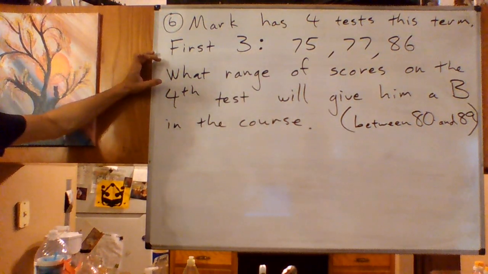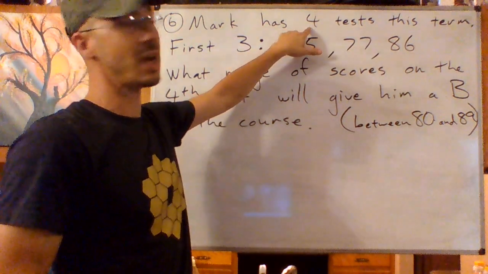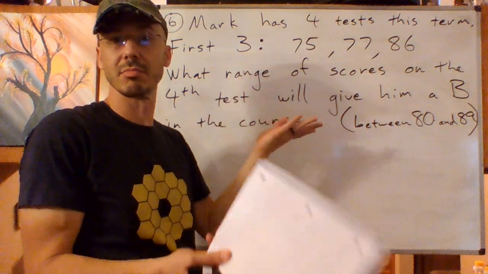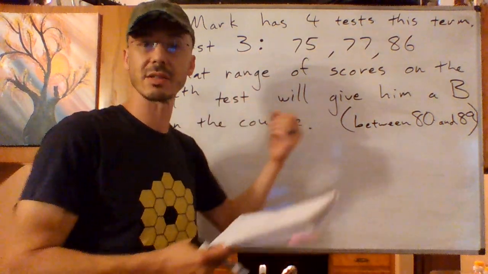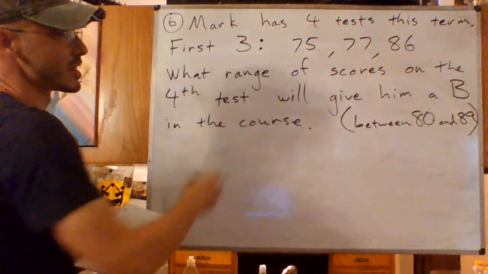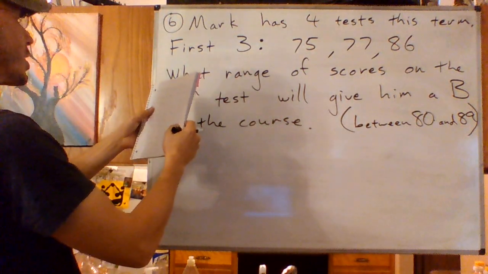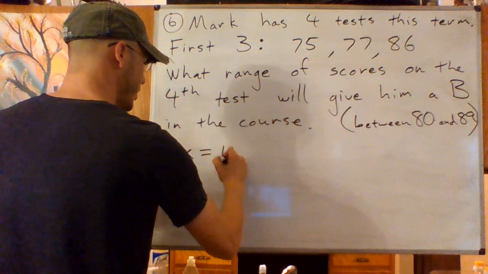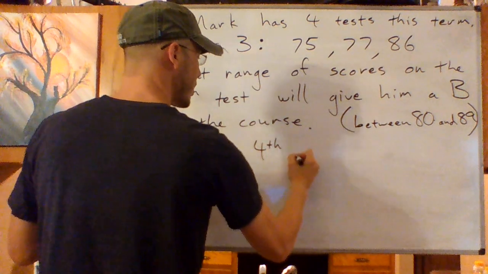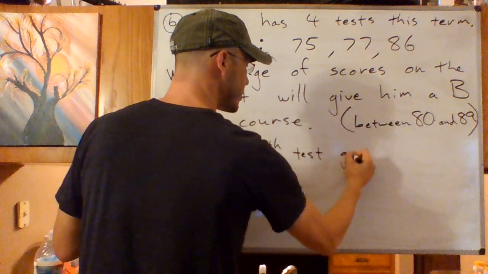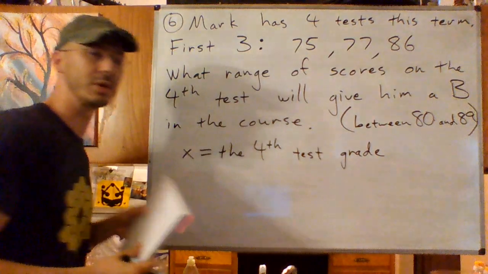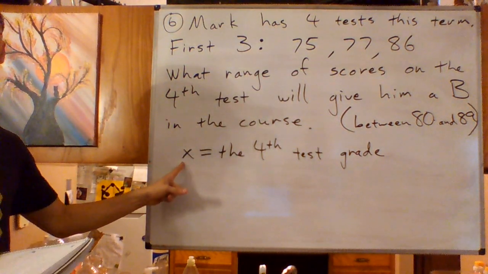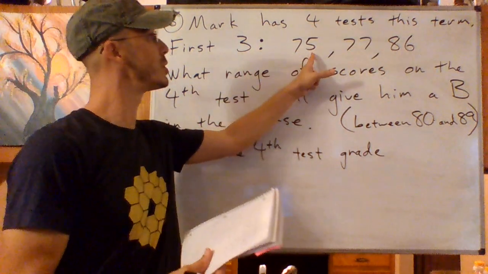So there's 4 tests, and that's it. The average is his class score. The average of the 4 tests is the same percentage or whatever for the score. I'm going to say X equals the 4th test grade. And we're going to build an algebraic expression out of X. So the 4th test grade is not known. We do know the first 3.